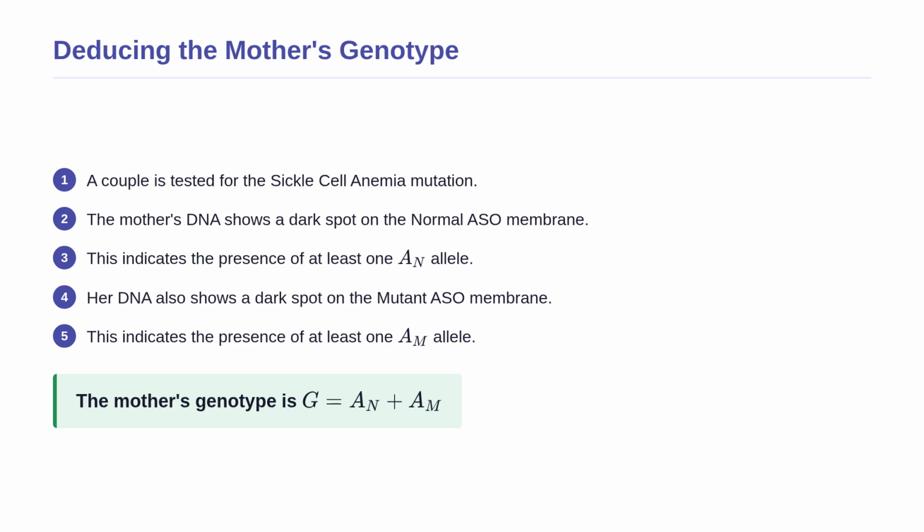What does this mean? A visible spot on the normal membrane means she has at least one healthy copy of the gene, which we write as AN. The spot on the mutant membrane means she also possesses at least one mutated copy, AM. Combining these 2 pieces of visual evidence, her genotype equals 1 normal allele plus 1 mutant allele. Physically, this means she is a heterozygous carrier. She is healthy, but carries the hidden mutation.